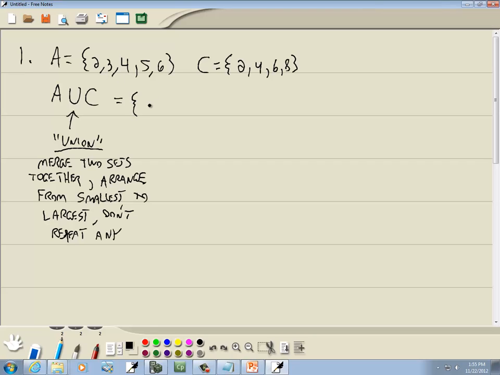Well, this one's 2 through 6, so I know that's going to be there. 2, 3, 4, 5, and 6. Well, 2 we already wrote down. We don't want duplicates. And 4 we already wrote down. Don't want that. 6 we already wrote down. 8 though, that's a new one. So that would be our union of A and C.